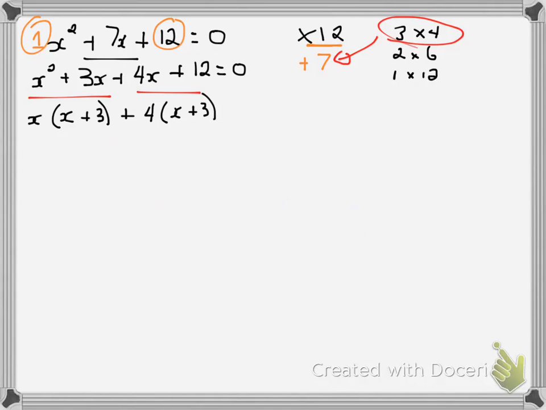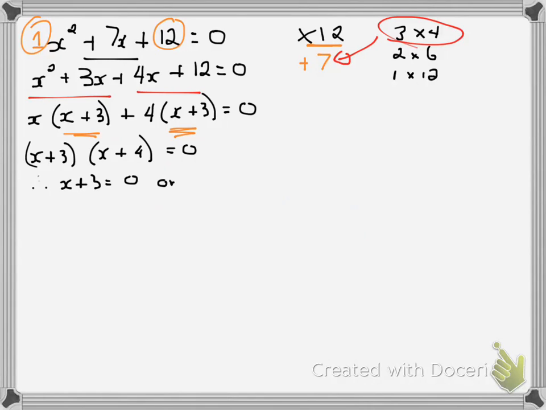x plus 3, and we say yippee because our two brackets are the same. Therefore we have an x plus 3, and the remaining bracket is x plus 4. That equals 0. Therefore x plus 3 equals 0, or x plus 4 equals 0, which means x in this case would equal -3, or x would equal -4.